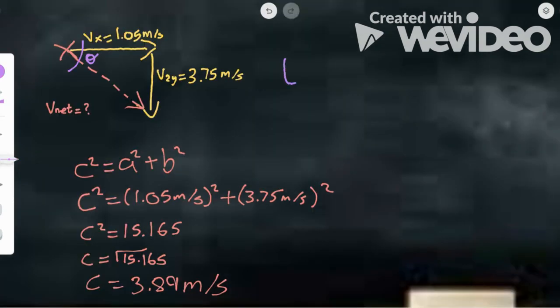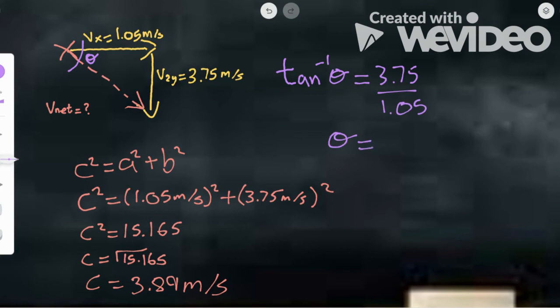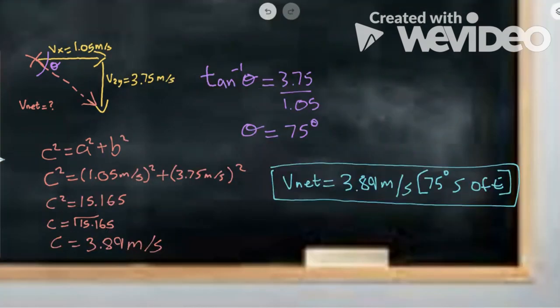In order to get our direction, we need to use trigonometry. We're able to use tan because we have the values for both our opposite and our adjacent. So we have inverse tan of theta is equal to our v2y, which is 3.75, divided by our vx, which is 1.05. This gives us an angle of 75 degrees. We had a net velocity of 3.89 meters per second, 75 degrees south of east.